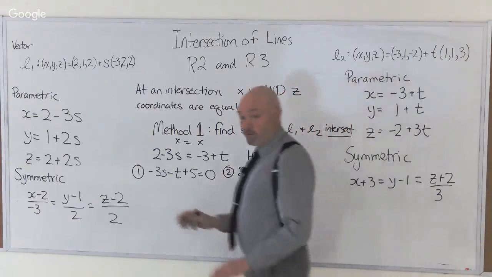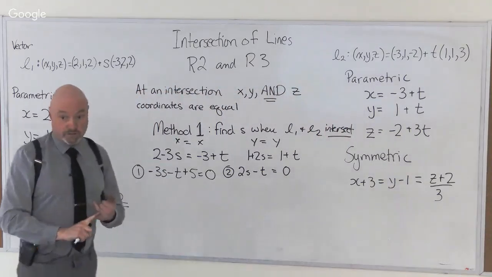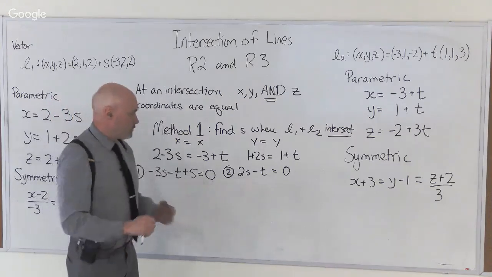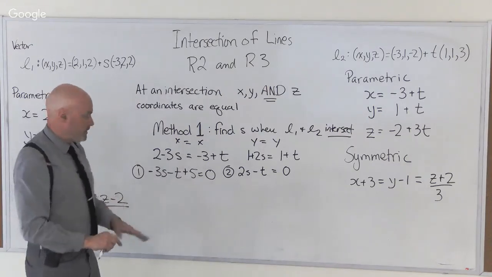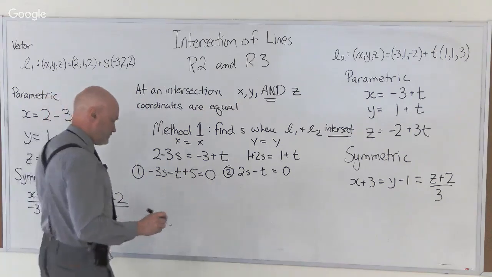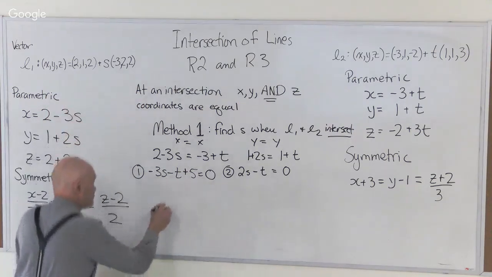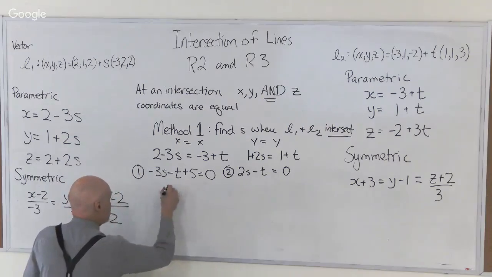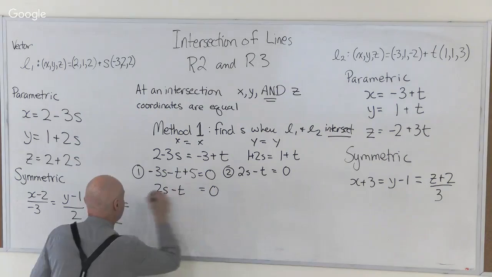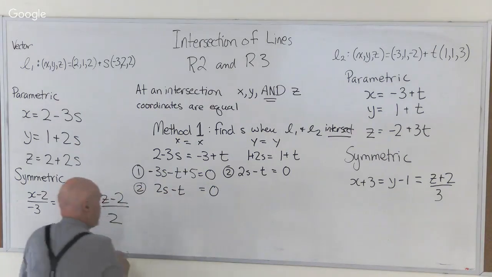Okay. So the good news is we have 2 equations and we have 2 unknowns. So this uncomfortable situation where we had 2 parameters mixed up, we can fix using elimination. Okay. So here's equation 1. I'm going to write equation 2 underneath it. 2s minus t equals 0. All right.